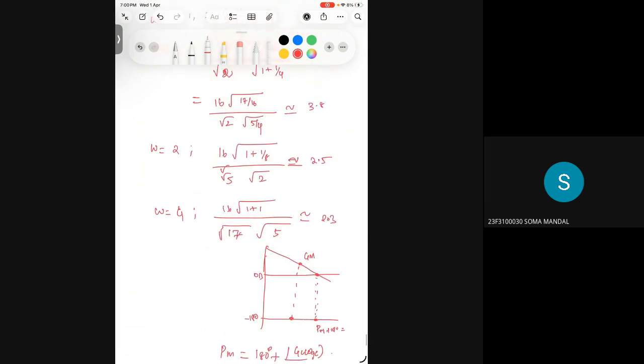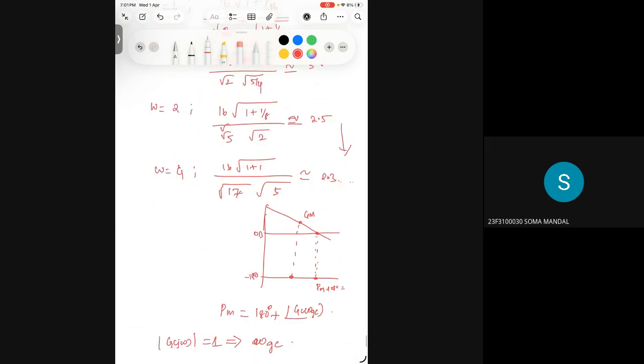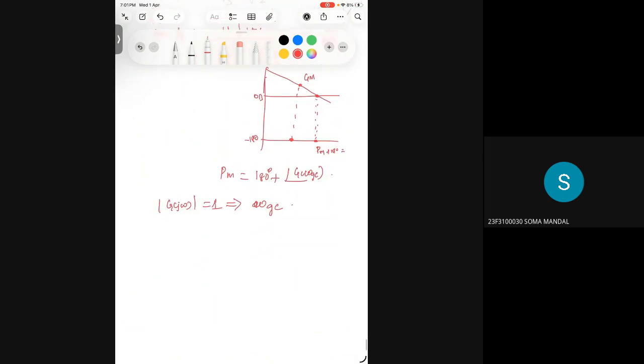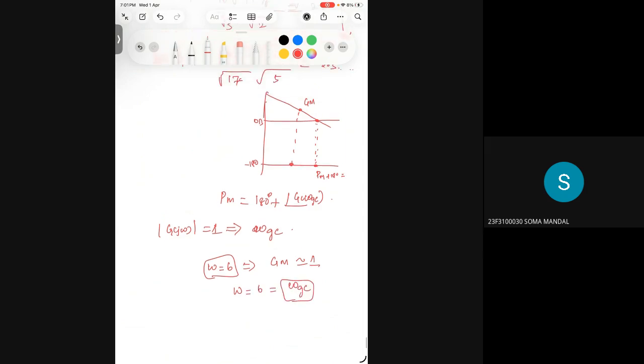Similarly, whenever we put the values 1, 2, 4, you get something like 2.2, but it keeps decreasing, right? So you have to check with different values of omega. Otherwise, you have to equate it and solve for omega. Around a value of 6, I'm getting something closely related to 1. So omega equal to 6 is my omega GC.